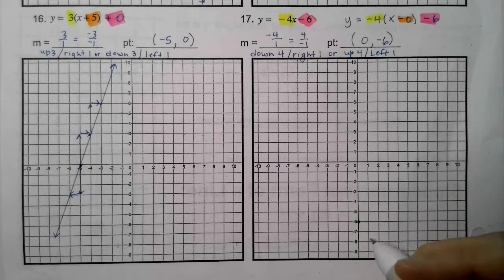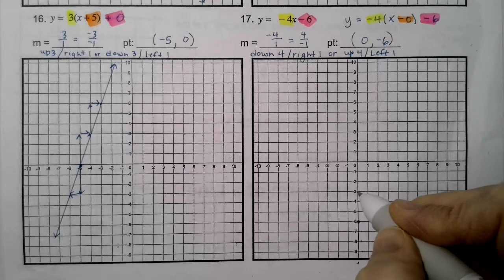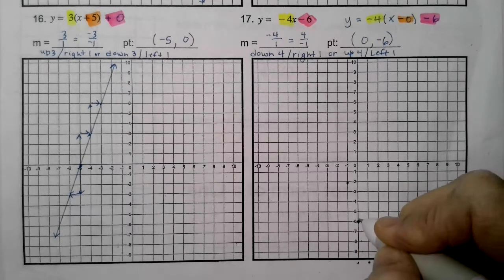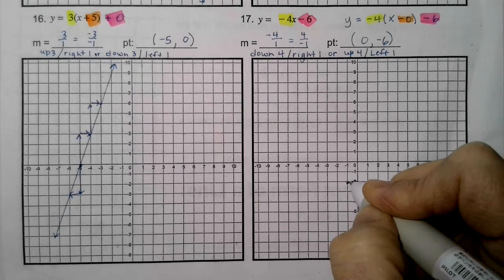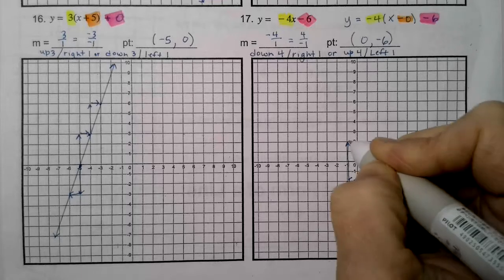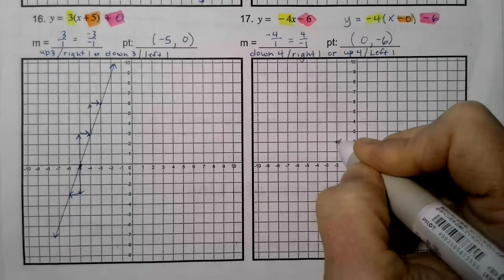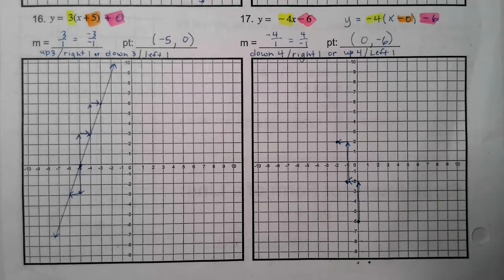My slope could either be down 4, 1, 2, 3, 4, which would be a little off my graph, and then to the right 1, or I could go from that point up 1, 2, 3, 4 over 1. And again, if you want to write your stair steps up and show your direction, up 4, left 1, up 4, left 1. You want to plot at least 3 points, and you can see they all lie in a line.